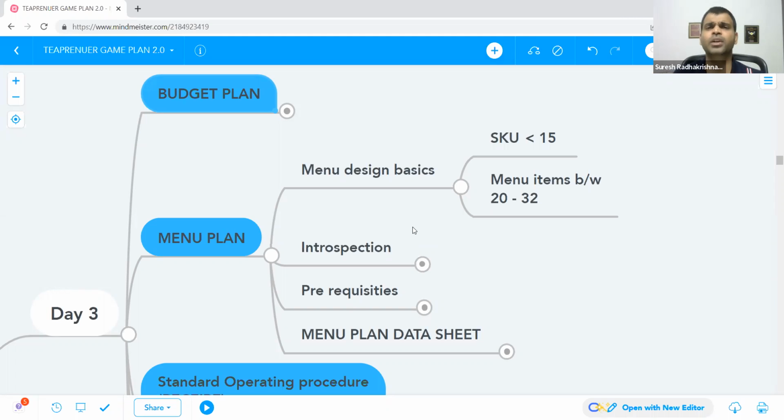Menu items between 20 to 32. How come? SKU is 15, but you can keep menu items between 20 to 32. How come? Let me tell you. Okay, tea powder is one SKU, but you can prepare milk tea, black tea using the same tea powder. Okay, let me give another example. Let's say you are procuring sweet corn.